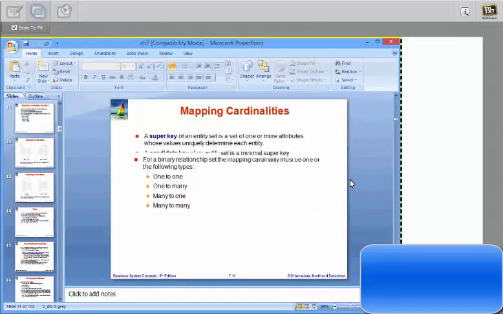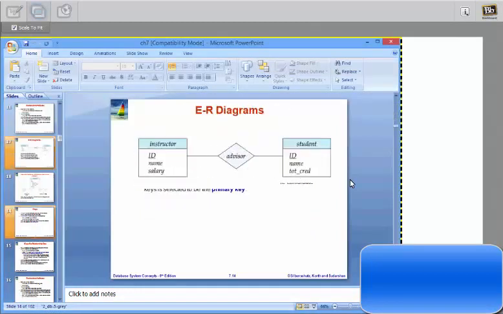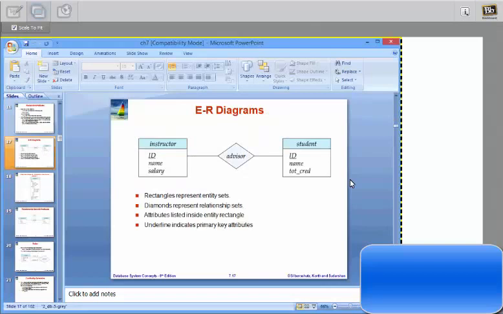Now everyone can see the slide clearly. I hope nobody is having any problem. So here, maybe they will give you the diagram like this, okay? Slide number 17, please. The instructor entity is there with ID, name, and salary. The relationship between them is advisor, okay, and student has three attributes: ID, name, and total credit.